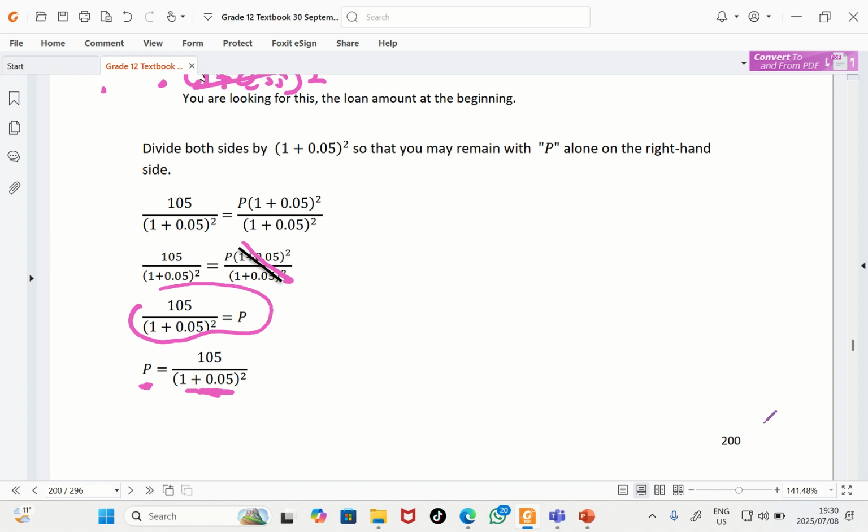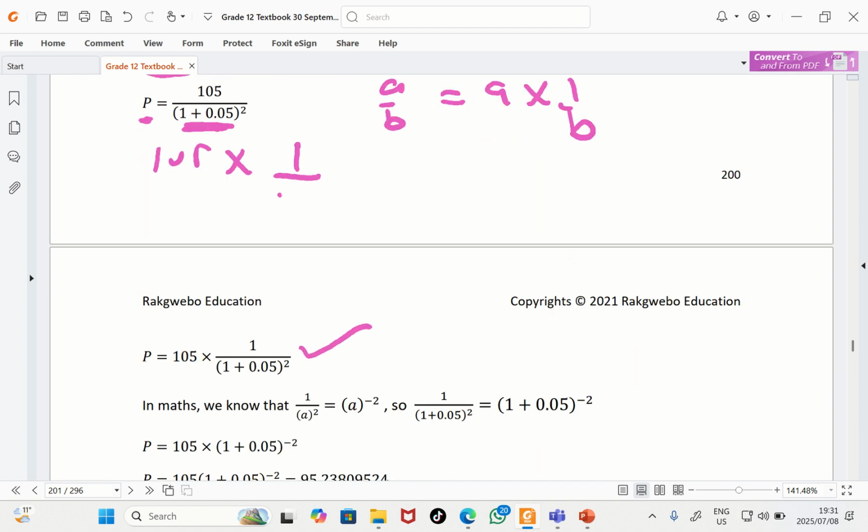And as we did in the first example, mathematicians say that A over B is the same as A times 1 over B. So we're going to apply that here so that we have 105 times 1 over that whole thing there. Another thing we're going to apply is this law of exponents that says 1 over a to the power 2 is the same as a to the power minus 2, right? So we take this as our A, and then we go 1 plus 0.05 to the power minus 2.